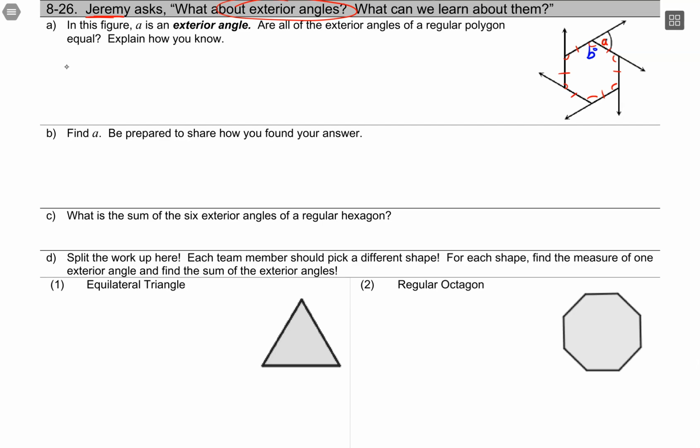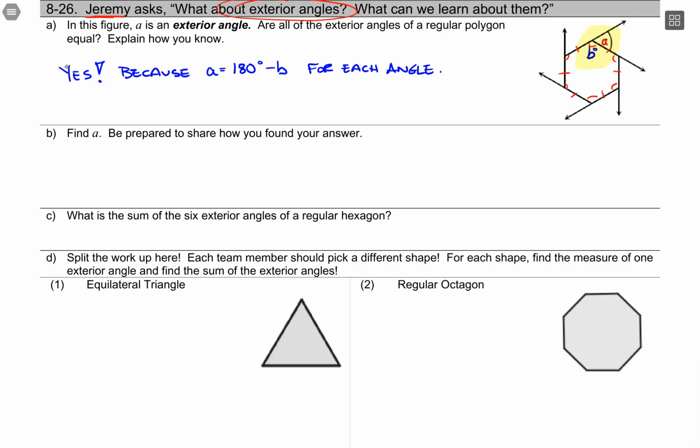So we're asked, are all the exterior angles of a regular polygon equal? We know the interior angles are, but are the exterior angles equal? Well, the answer to this question is a resounding yes. And the reason is this. Because for each of these relationships here, and there are 6 of them in this figure, we have A is going to equal 180 minus B for each angle. So yes, each exterior angle of a regular polygon will have the same measure.